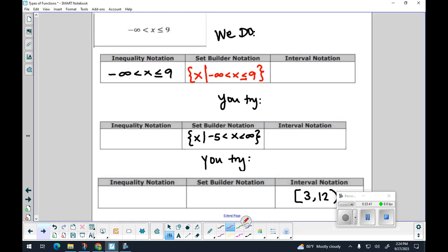Now for interval notation, remember we're going to always use a parentheses for an infinity symbol because it's not an actual number. And we're going to use a bracket for the 9 because we have less than or equal to, which means it could be 9 and smaller. So 9 can be included in your answer. So we're going to use parentheses for the infinity and a bracket for the 9, because infinity is not an actual number.